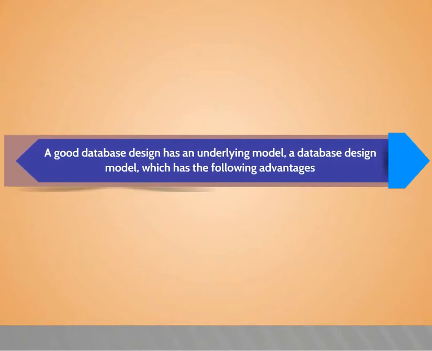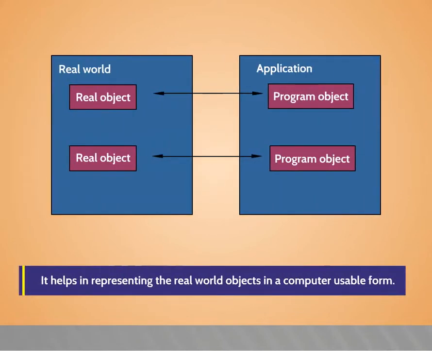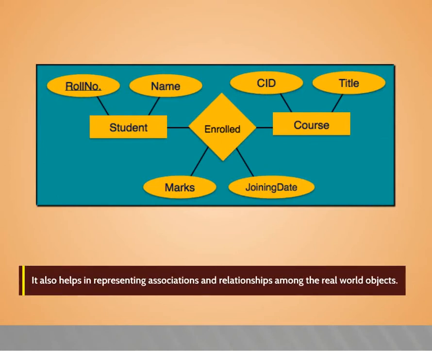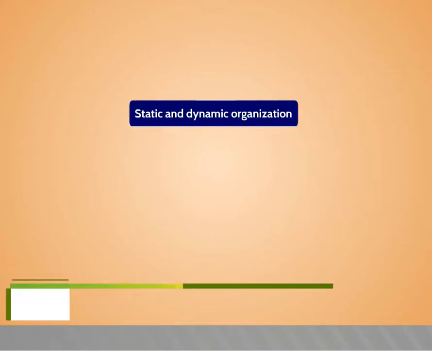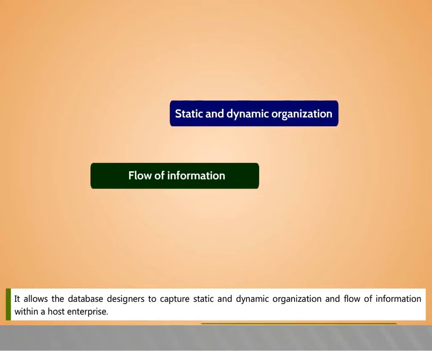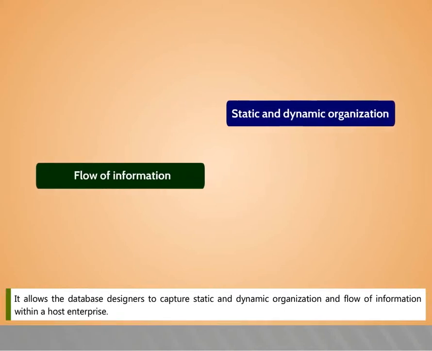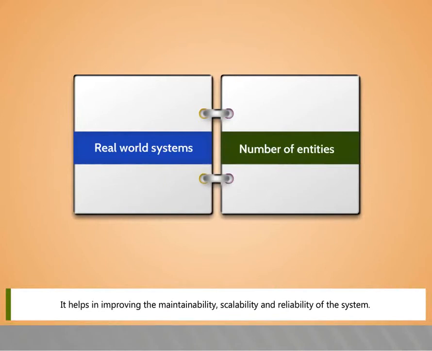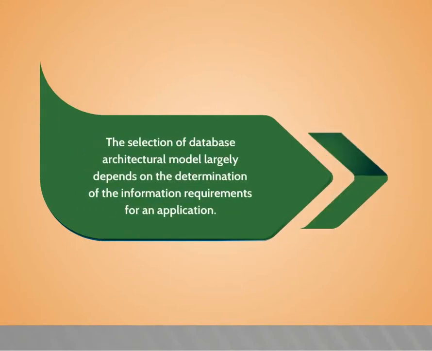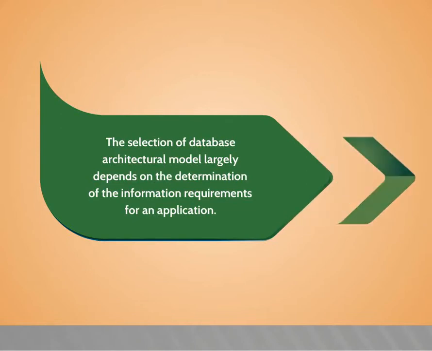A good database design has an underlying model, a database design model, which has the following advantages. It helps in representing the real-world objects in a computer-usable form. It also helps in representing associations and relationships among the real-world objects. It defines how the objects interact in the application. It allows the database designer to capture static and dynamic organization and flow of information within a host enterprise. It helps in improving the maintainability, scalability, and reliability of the system. The selection of database architectural models largely depends on the determination of the information requirements for an application.